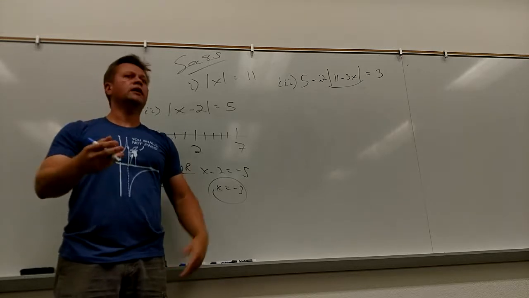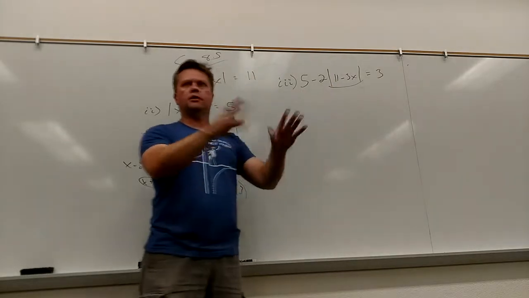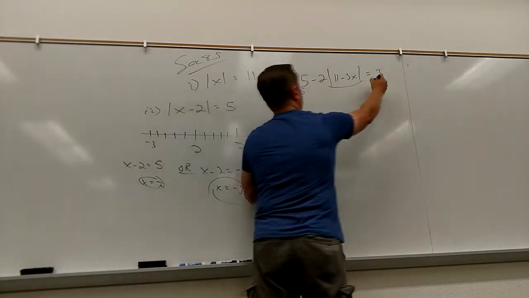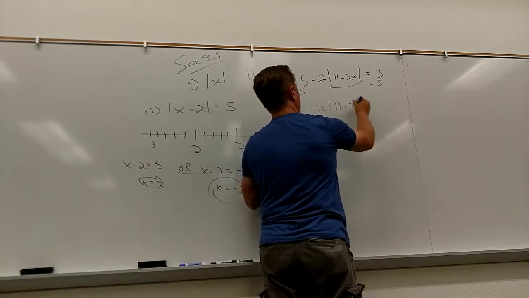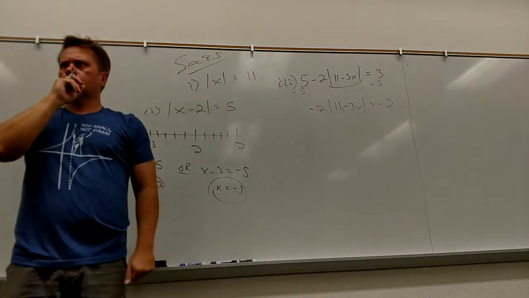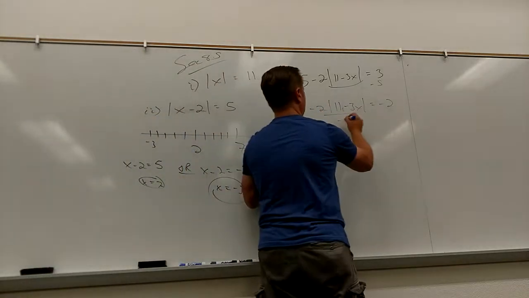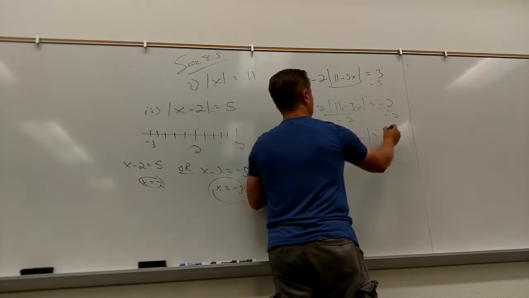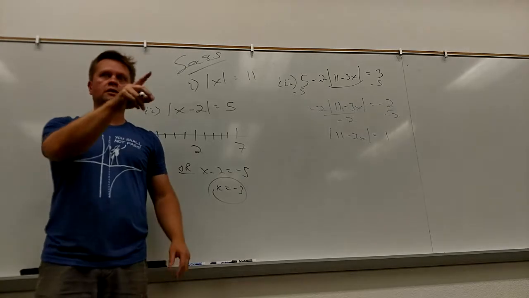You take 5 away. Yes, take 5 away. I love it. Don't do 5 minus 2. We should be past that. It's a PEMDAS violation. That's bad. Subtract 5, subtract 5. Yep, divide by -2. So you get 11 minus 3x equals 1. Not yet.